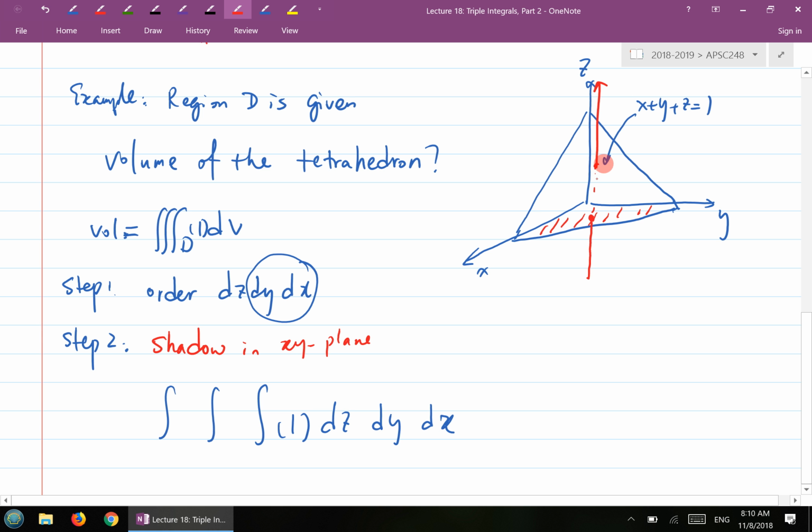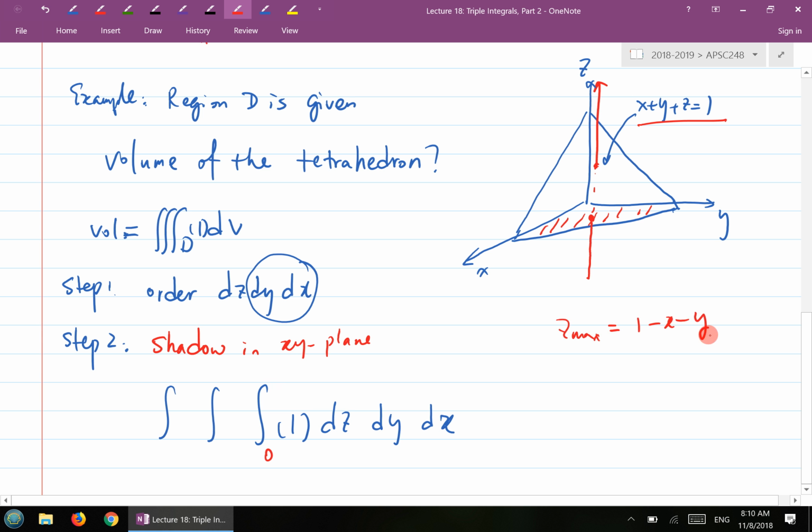Follow the line, find the first contact point and the second contact point, and then find expressions for the z-min and the z-max. Z-min is pretty simple. It's the bottom, the xy plane. Basically z-min is 0. And z-max falls onto this plane, and this plane is given already. So z-max must be what? 1 minus x minus y. Okay, good. That's simple. That's for the z-min and the z-max.